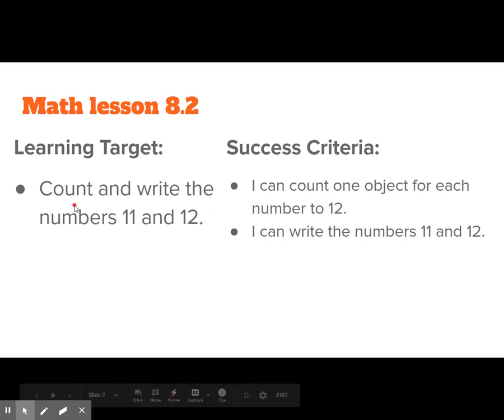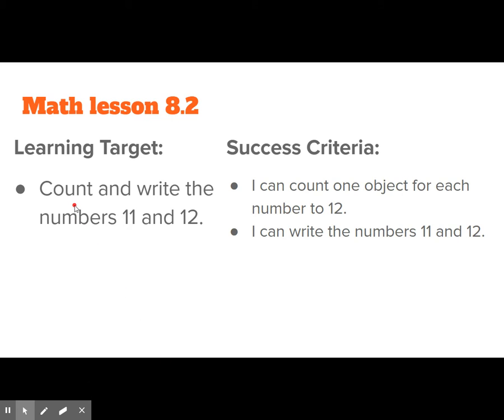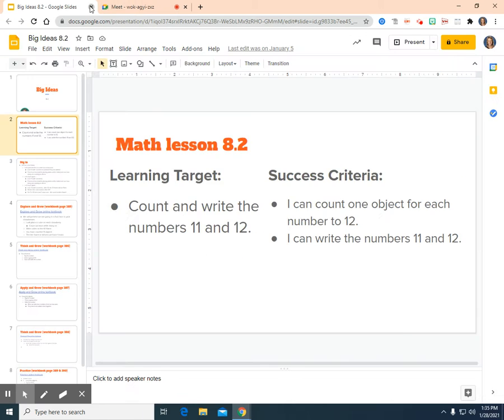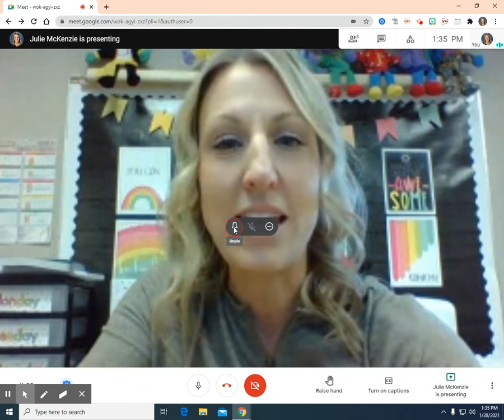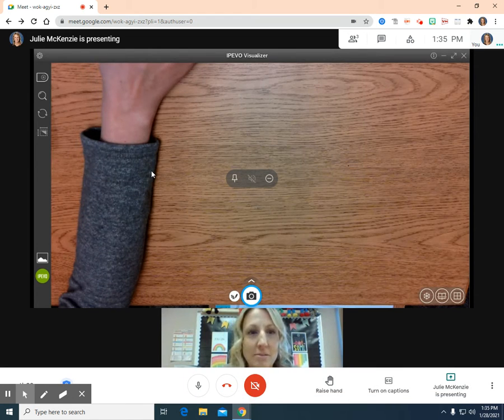So the learning target, remember, the learning target is the goal for what you are supposed to learn today. The target is that you will count and write the numbers 11 and 12. And we will know that you've been successful at that if you can count one object for each number to 12, and if you can count the numbers 11 and 12. All right, let's go ahead and get started.